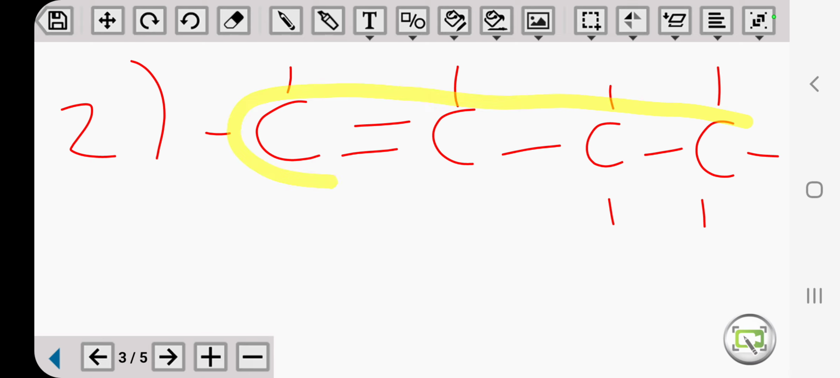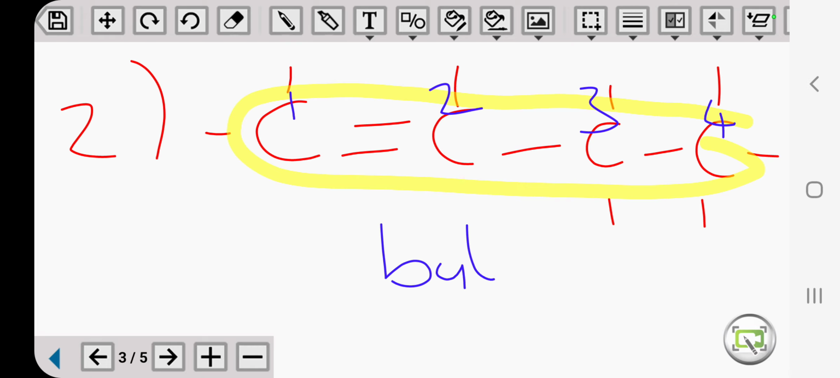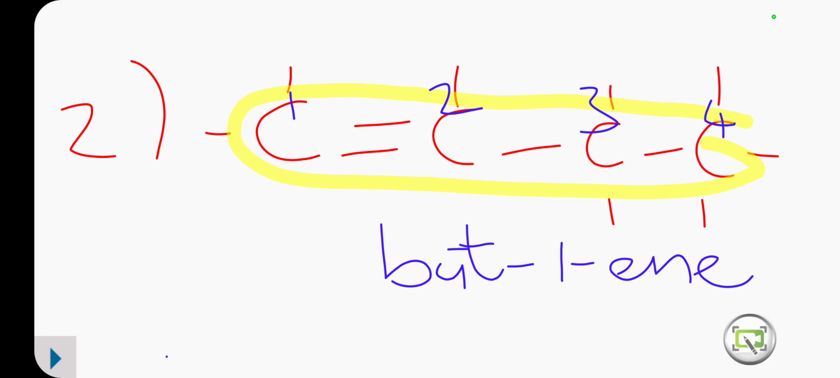Circle your longest carbon chain and then go and number them, starting at the side where the most is happening. There you go. So we have but, but we have a double bond at carbon 1, butene. Next one.